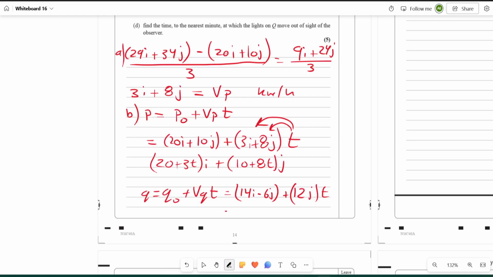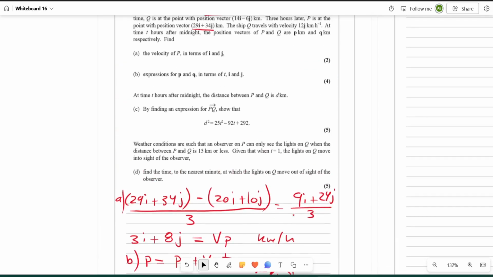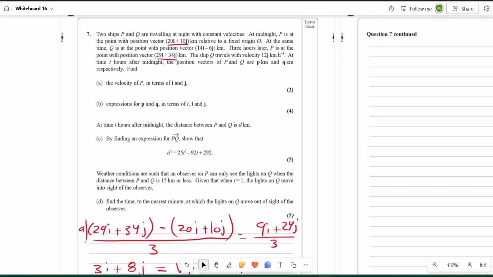Now what I'm gonna do is write it in this notation. I like all the I components to be together. So the only I component here is just 14. So it's gonna remain as 14i plus (-6 + 12t)j. And this is going to be my general position vector for Q. So this is me solving part B.